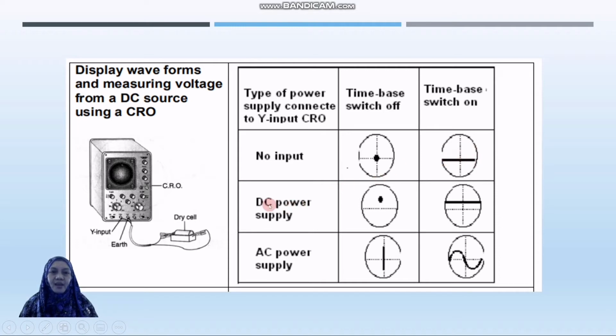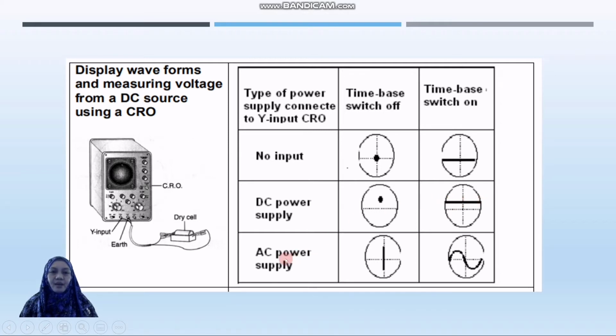Second case, now we supply a DC voltage to the Y input. You can see the bright spot shifted upwards. So what does it mean? Yes, the top plate of the Y plate is now connected with the positive terminal of the voltage. So that's why the electron beam or the cathode ray shifted upwards. And here is when the time base is switched on. So the bright spot sweeps horizontally, forming a bright horizontal trace.